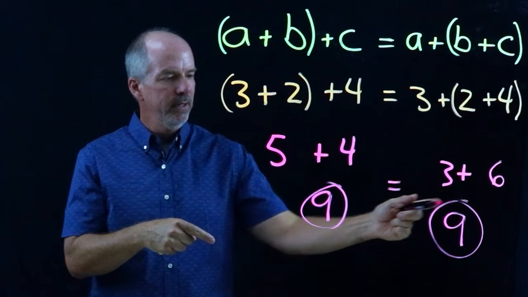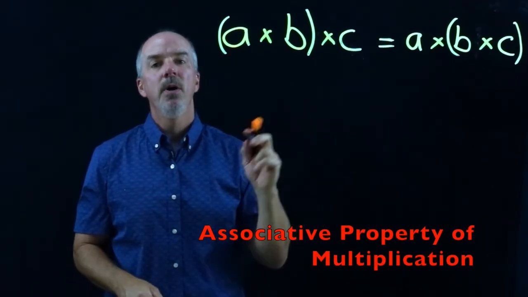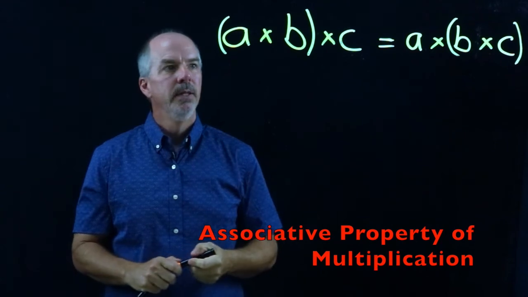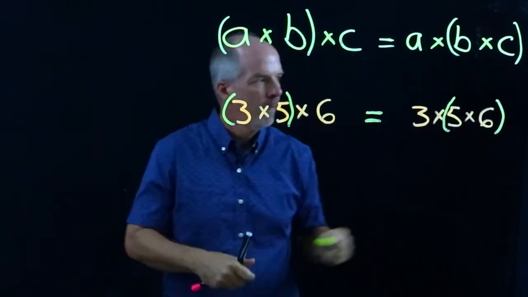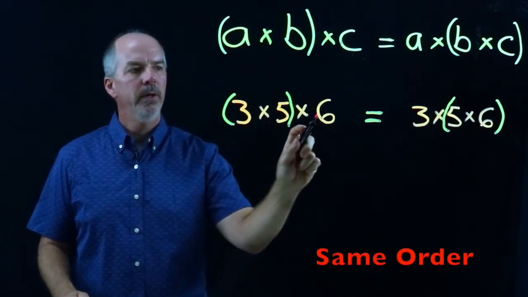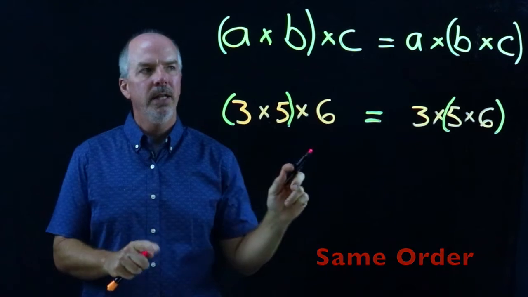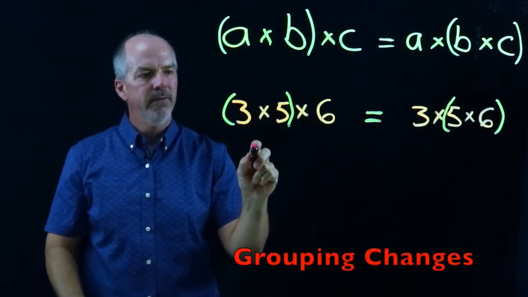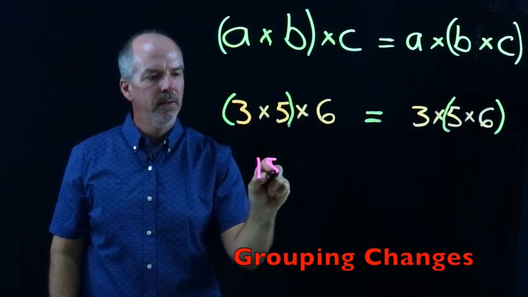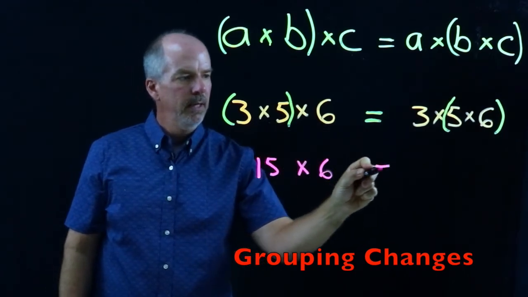without affecting the outcome. Okay, so the associative property also holds for multiplication. So again, let's put some numbers to it. So again, we have our order the same, 3, 5, 6, 3, 5, 6. The only thing that changes is parentheses. So in this case, we have parentheses around the 3 and the 5, so that's 15. Then we have times 6, and that equals.